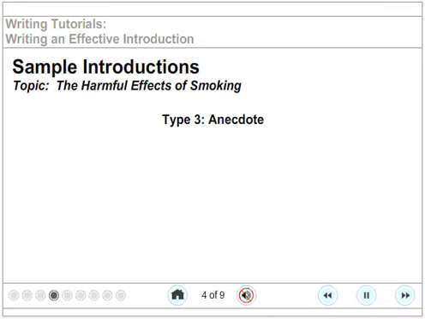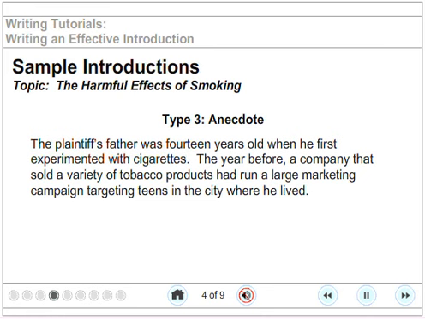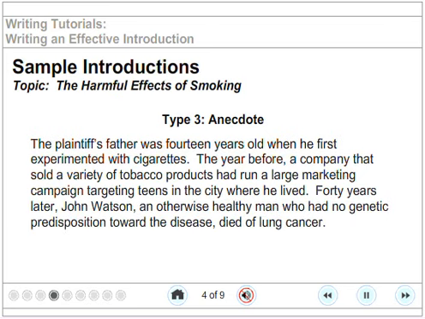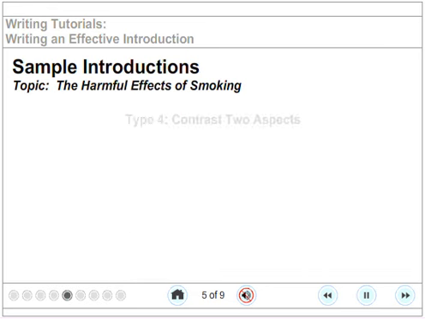Type 3. Offer an interesting anecdote. The plaintiff's father was 14 years old when he first experimented with cigarettes. The year before, a company that sold a variety of tobacco products had run a large marketing campaign targeting teens in the city where he lived. 40 years later, John Watson, an otherwise healthy man who had no genetic predisposition toward the disease, died of lung cancer. His son sued the tobacco company and won. A brief anecdote or story can capture the attention of the reader through the use of concrete details.